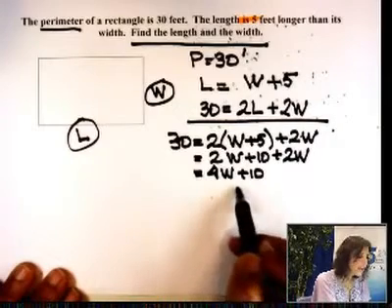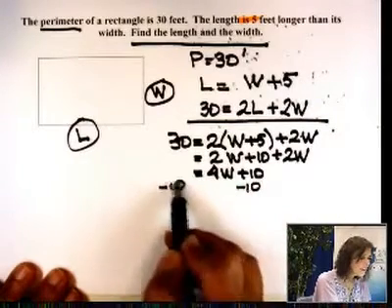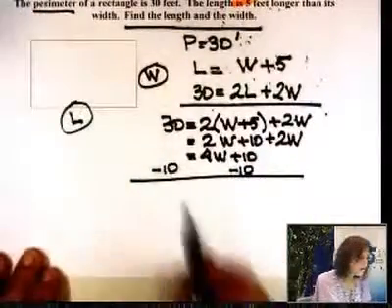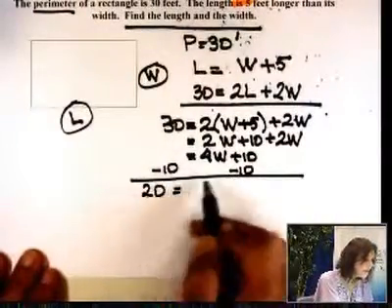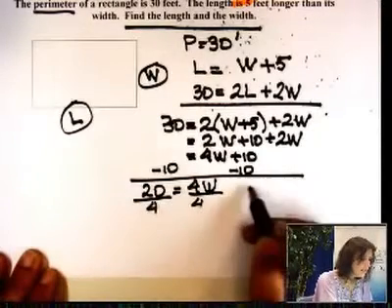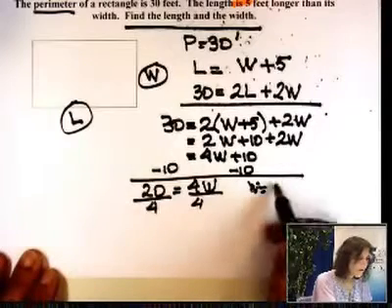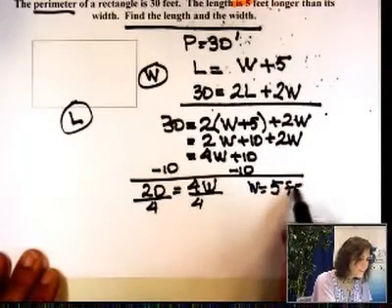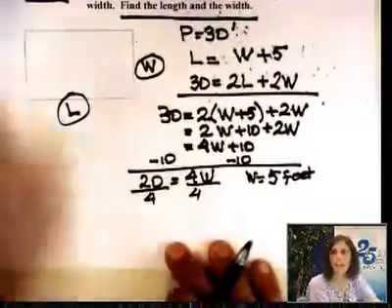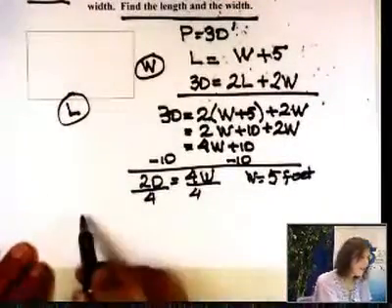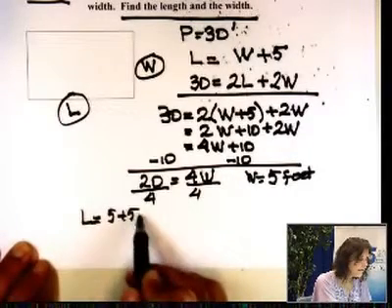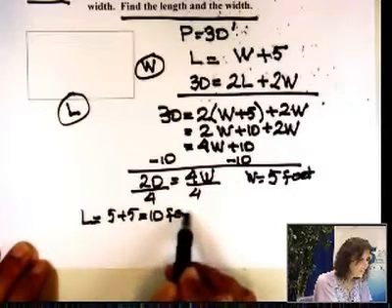Now let's subtract 10 from both sides. You're going to have 30 minus 10. That's going to give you 20. And you have 4W. Divide both sides by 4. W equals 20 divided by 4, 5. 5 what? Feet. Very good. So let's go try to get the length. I know that length is 5 more than the width. 5 plus 5. That's 10 feet.